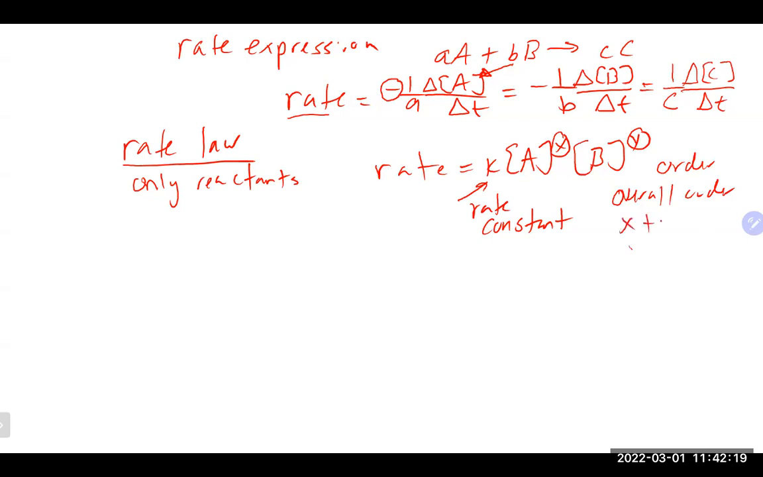And that is found by simply adding up the individual orders for the reactants. Usually it is just reactants in a rate law, no products. So it's only really reactants involved. Any questions on any of those things there?